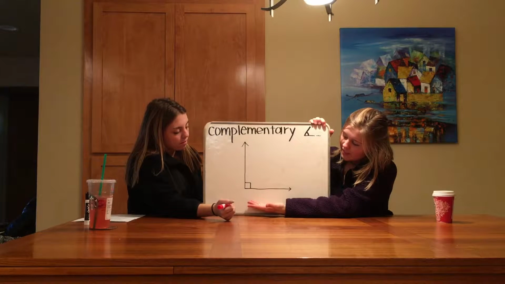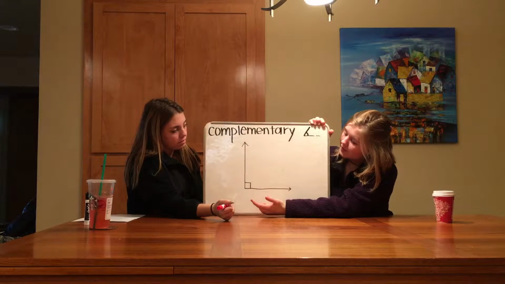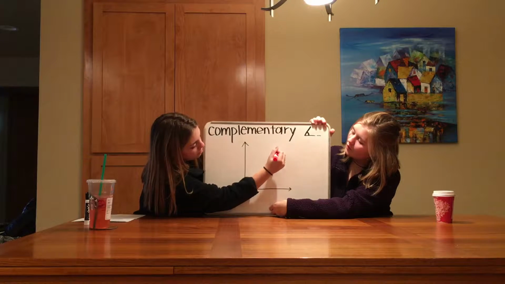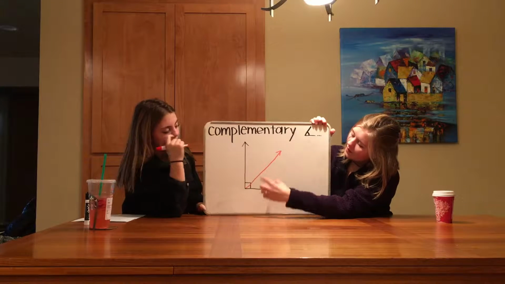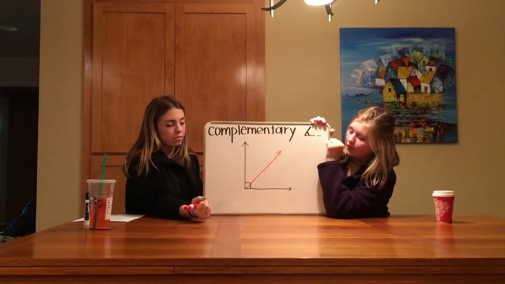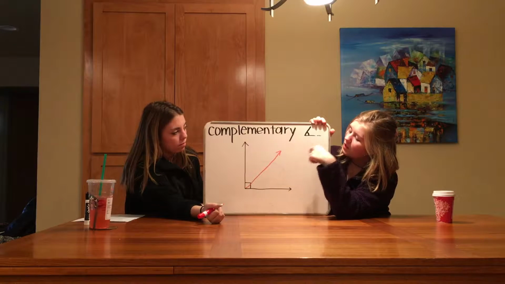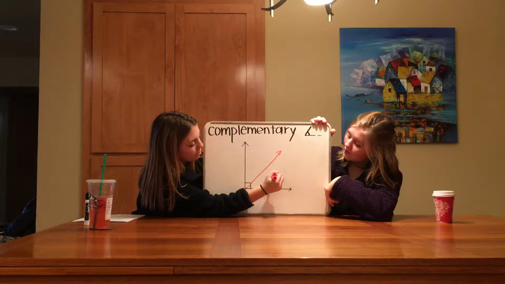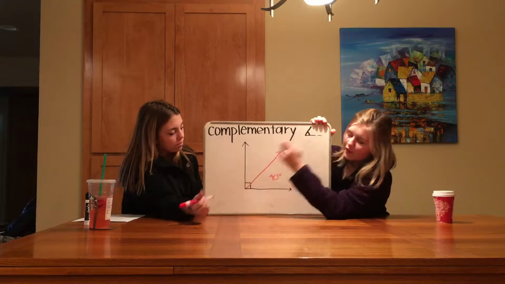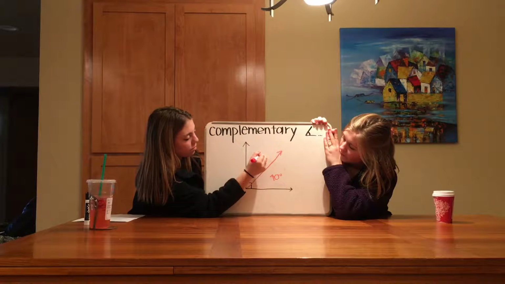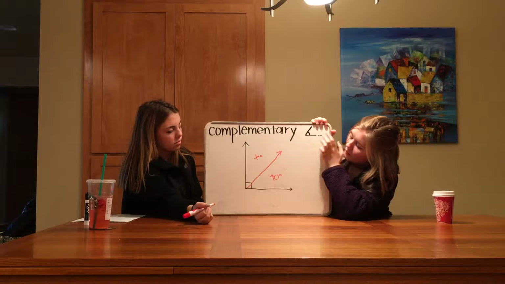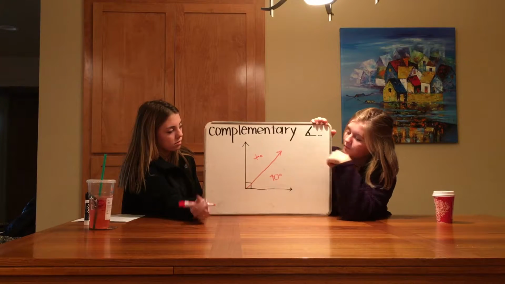So let's take this 90-degree angle and say we draw an angle separating the 90-degree angle. These two angles, their sum is 90 degrees, so they are complementary angles. Let's say this angle right here is 40 degrees, and this angle over here is x. How do we solve and find 40's complement, which is x?